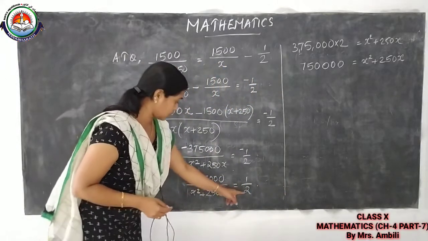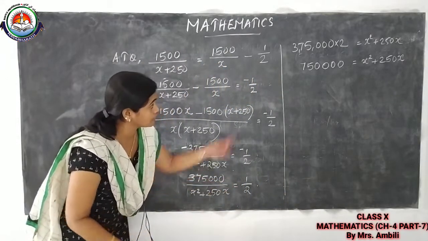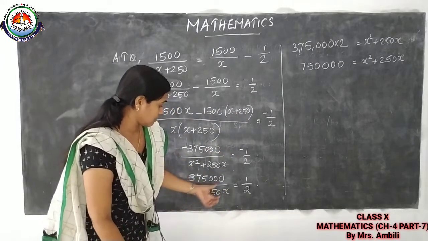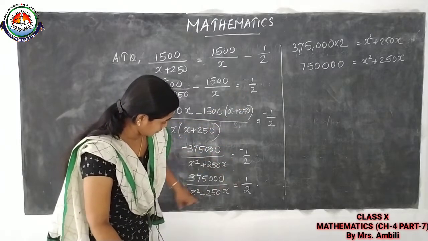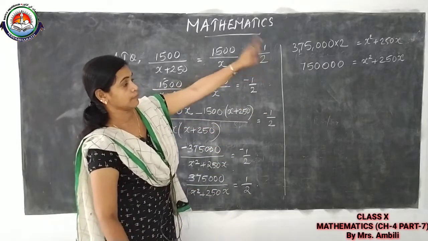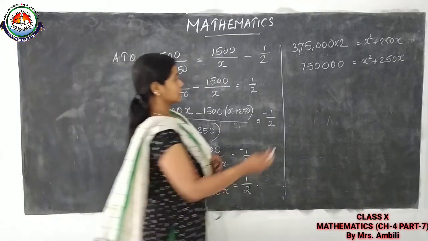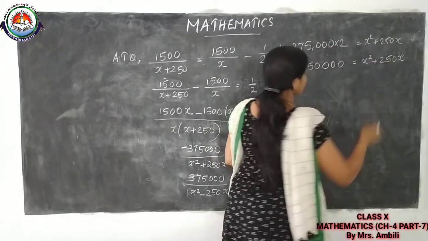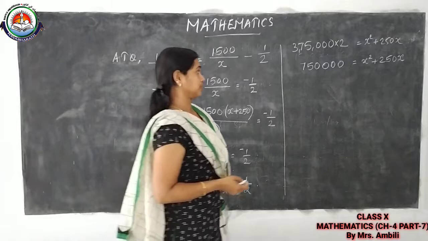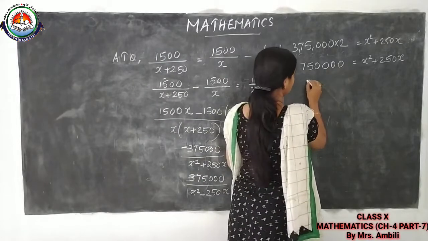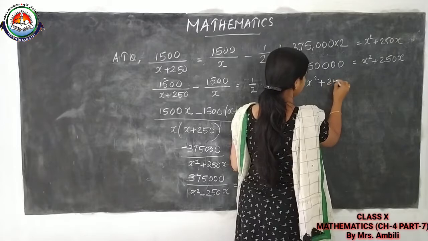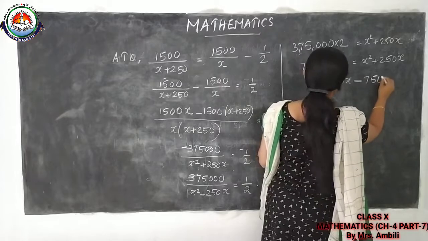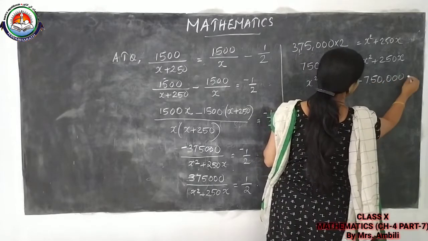Okay, understood? Here we cross multiplied, that is 2 into 3,75,000 equal to 1 into x square plus 250x, that we wrote x square plus 250x. So 375 into 2 is 750, then zeros, equal to x square plus 250x. Any doubt? No. So, we can write x square plus 250x minus 7,50,000 equal to 0.